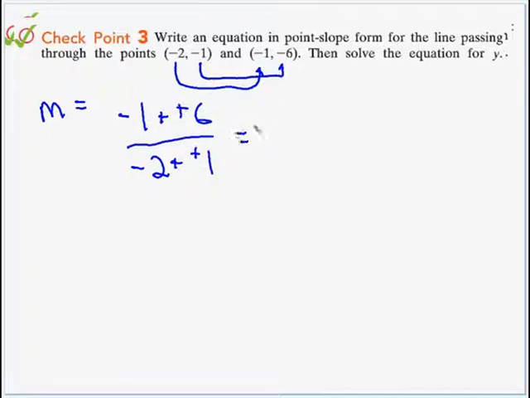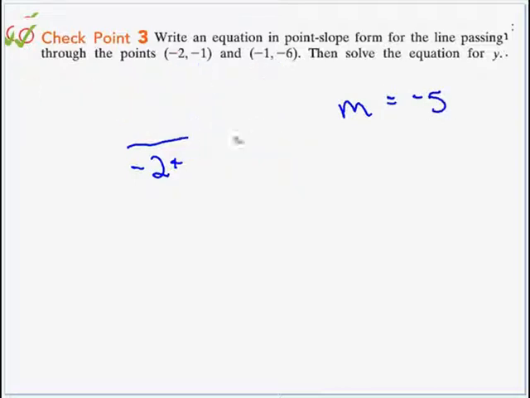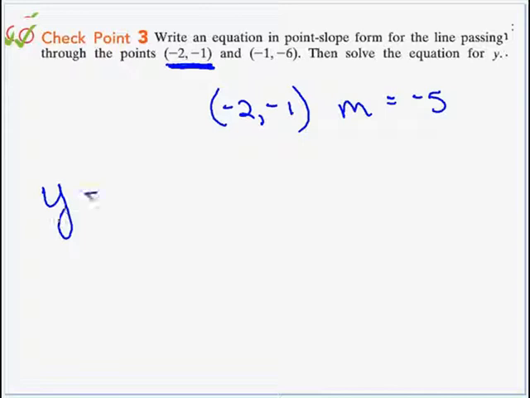And -1 plus 6 takes us to 5. -2 plus 1 is -1. So there's our slope, -5. And then now we got to use that slope in one of these points. I lean toward the ones with the smaller numbers. Here I see a -6, so I'll lean toward this point. -2, -1 is the point I'm going to use. So y minus a -1 equals slope -5, x minus a -2.